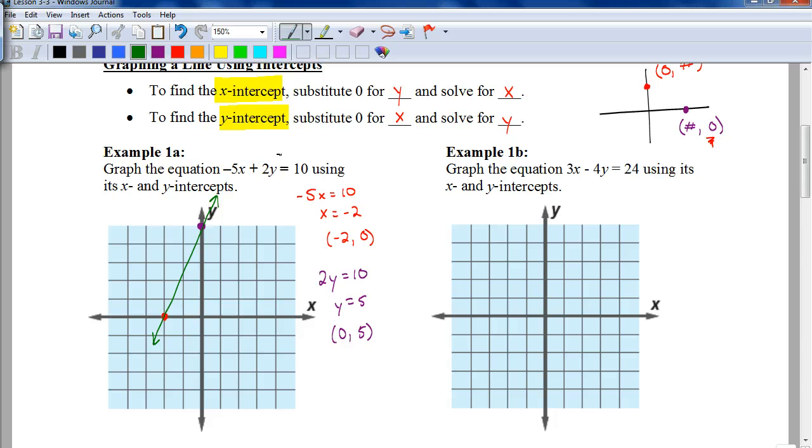Why don't you do the same steps to graph this next equation? Pause the video and check your answers in a minute.